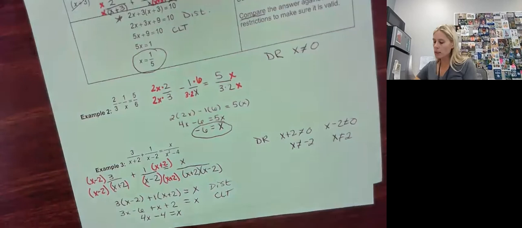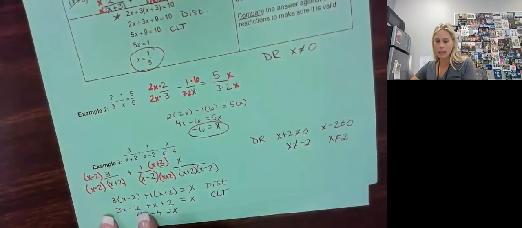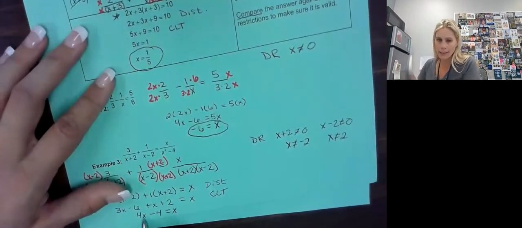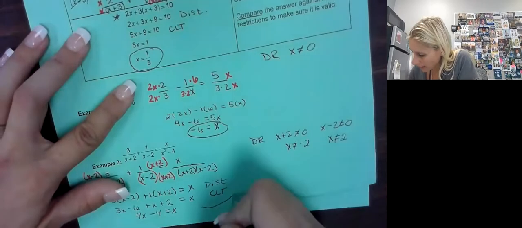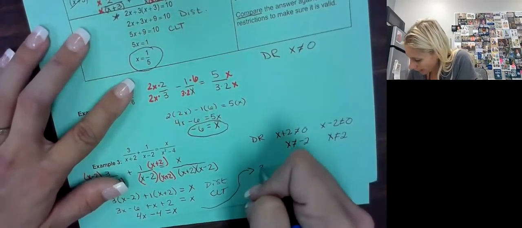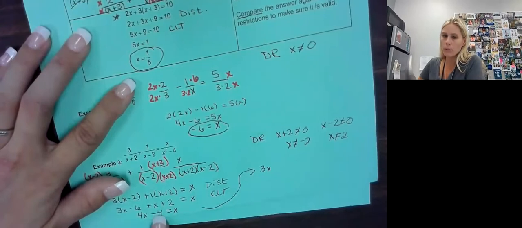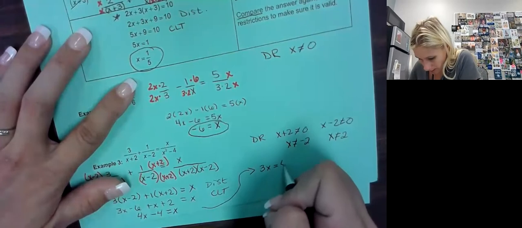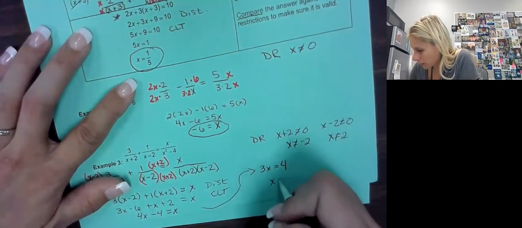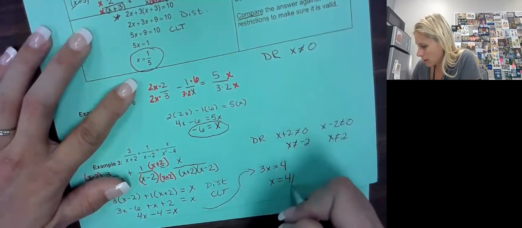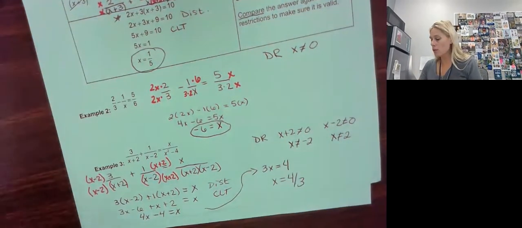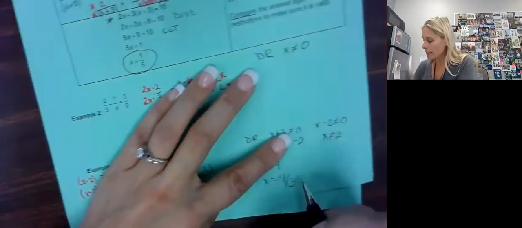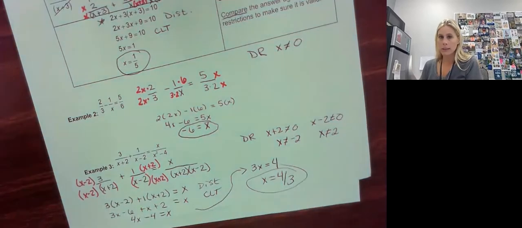Now, what I'm going to do, guys, is I'm going to move this x to the left side and this 4 to the right side. So I'm going to subtract x from both sides. That leaves us with 3x on the left side. And I'm going to move this 4 over. I move it by adding. So x equals 4/3. Last step, don't forget to do this, compare. Did we run into anything? No, we didn't. So there's our answer.